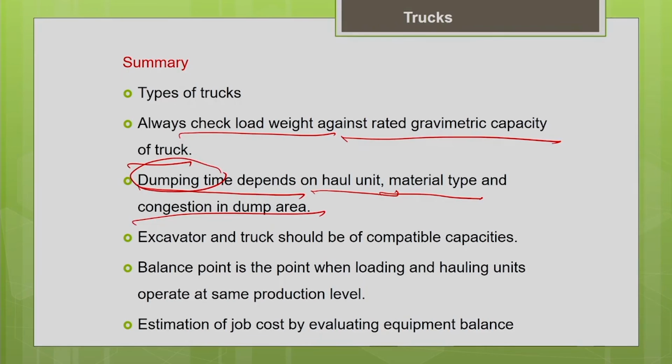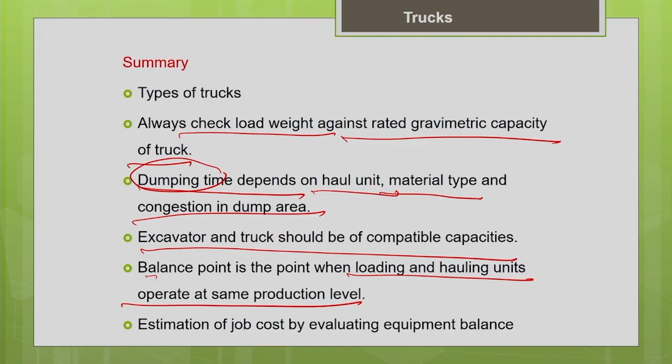So when you work in a team with machines, all the interdependent machines should be balanced in their size as well as in number. Excavator and truck should be of compatible capacities. Based on studies, they found that truck capacity should be 4 to 5 times the bucket capacity of the excavator. That is the ideal case. Then the number of machines also has to be balanced. At the balanced number of machines, both the loading unit and the hauling unit will operate at the same production level. You will get your maximum efficiency at the balanced number. The waiting time will be minimum.